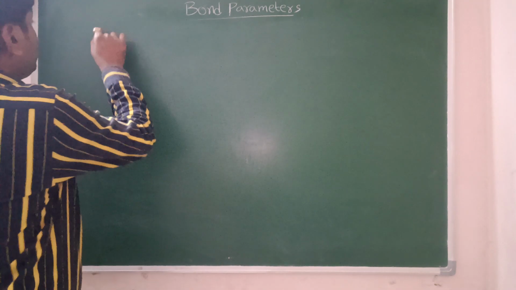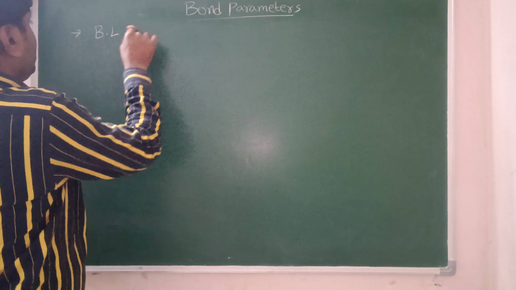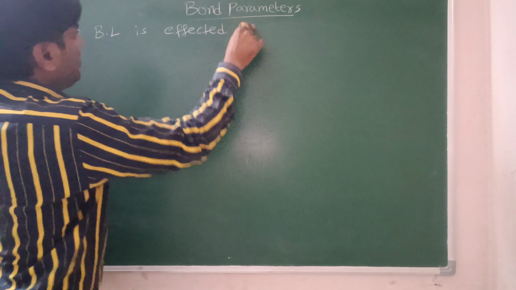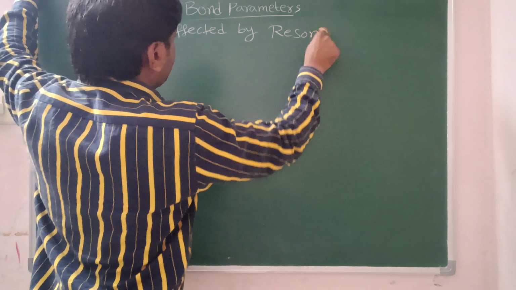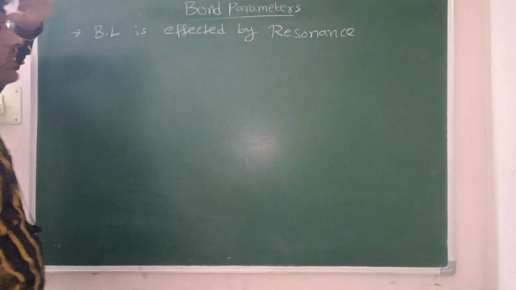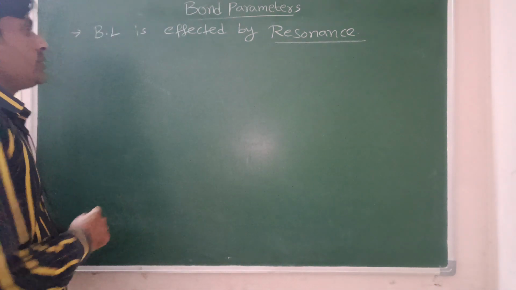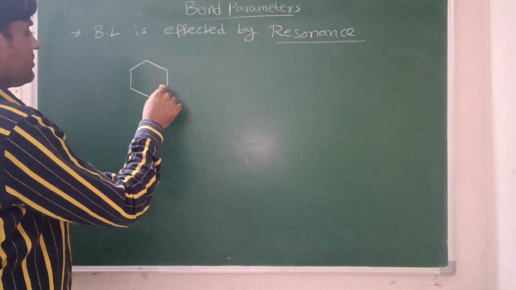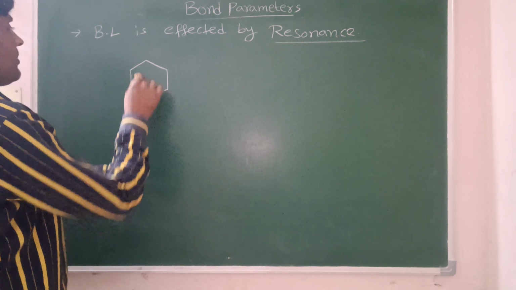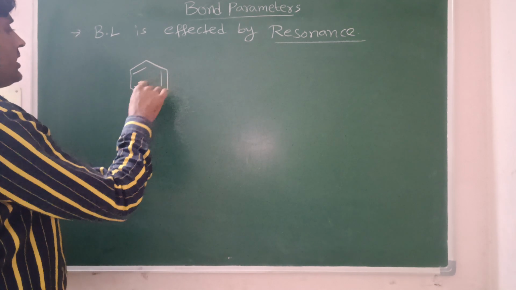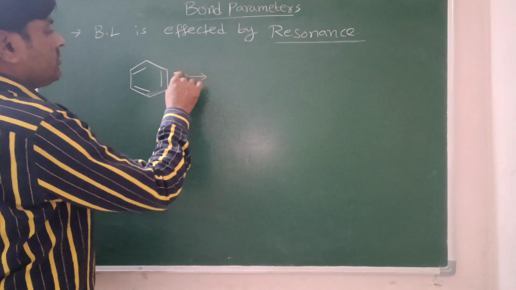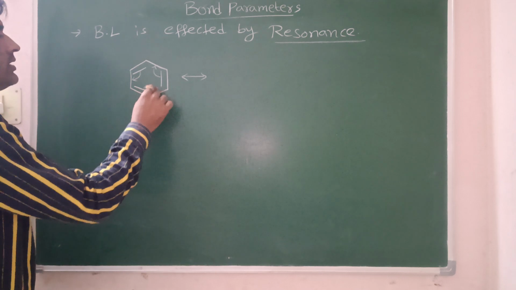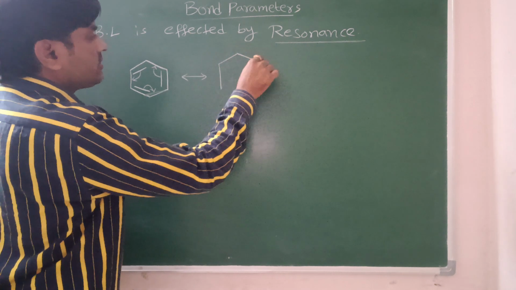Next, bond length is affected by resonance. For example, see benzene. I am taking benzene here. So there are 3 double bonds in benzene alternately. When this double bond is shifted to here, and this is shifted to here, and this is shifted to here, we get another structure like this.